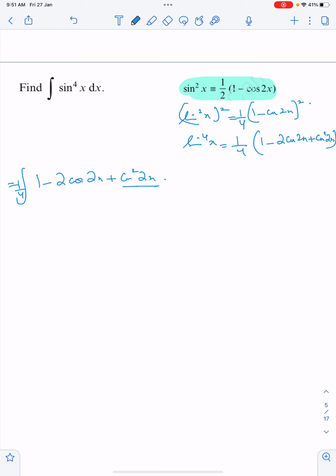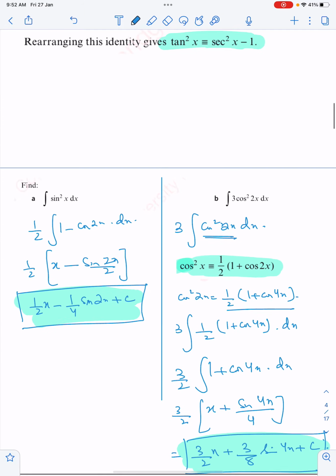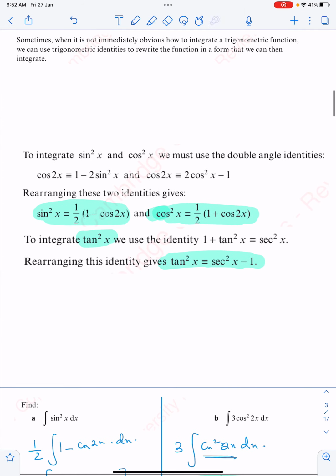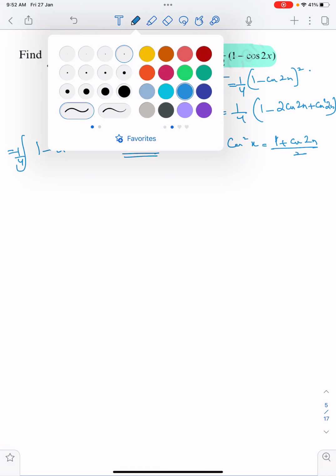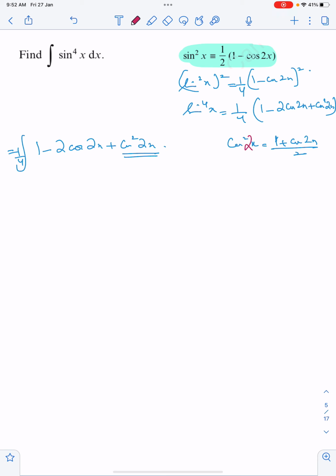Now cos square 2x, because we know cos square x is actually equal to 1 plus cos of 2x divided by 2. I've taken it from here. Cos square x is 1 plus cos of 2x divided by 2. Okay, so if I have to make it into cos square 2x, now look here. If I want to double the angle here, I will have to double this angle as well. Okay, so it will become cos 4x. I can replace this by this whole thing.